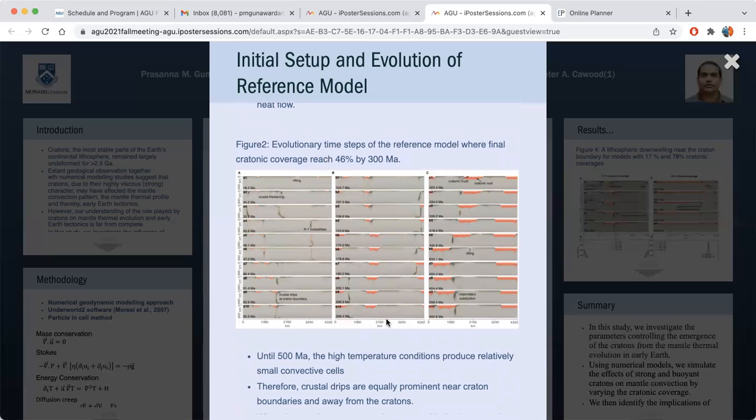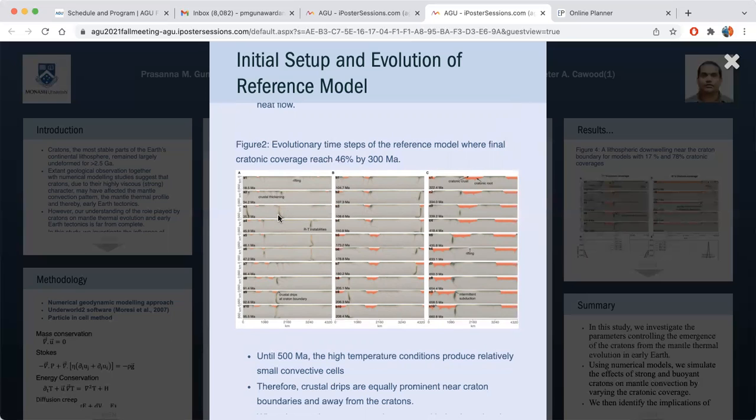So in figure 2, we are looking at the evolution of the reference model. In this model, we have cratonic coverage of 46%, and that value is reached by 300 million years. Initially, we have a higher temperature profile in figure A, and the cratonic coverage is small. Therefore, the model is dominated by basaltic crustal drips. One of my previous studies suggests that these drips are suitable for TTG crust formation in the early Earth.